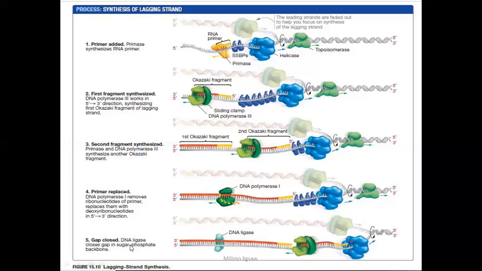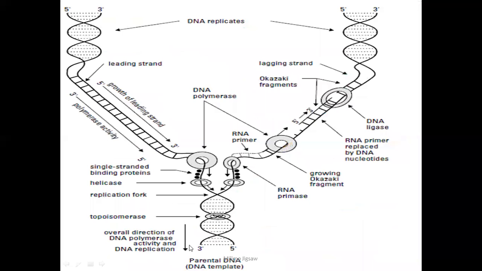DNA ligase is going to close the gap in the sugar phosphate backbone. So DNA ligase will close these gaps that were created. It has to close these gaps. Henceforth, you have a continuous strand there because those gaps have been closed up.